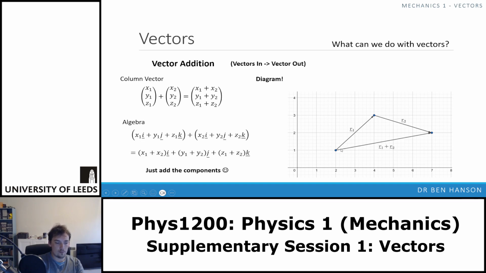The vector R1 means I'm going from here to here. The vector R2 means I'm going from here to here. So if I add them together, it's like doing the whole thing in one step. There to there.